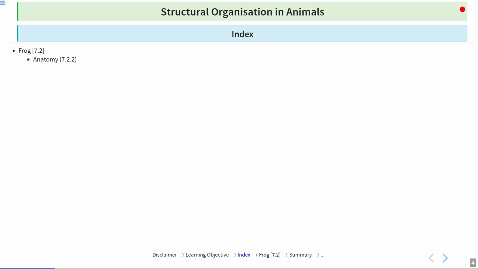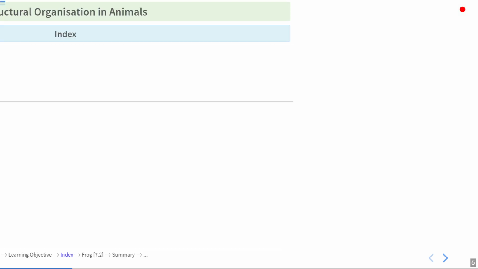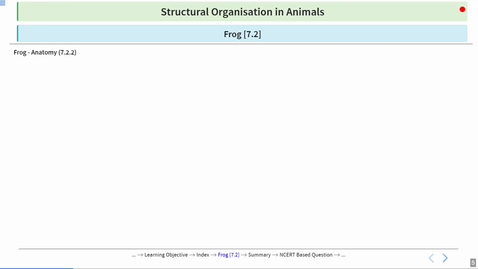Index. So we will study about frog and in frog anatomy, that is the 7.2.2 section. There will be the summary of today's lecture and there will be some NCERT based questions. After that, there will be some keynotes and some interesting questions based on today's lecture, and that you are going to solve on your own. Okay. So let us start today's session.